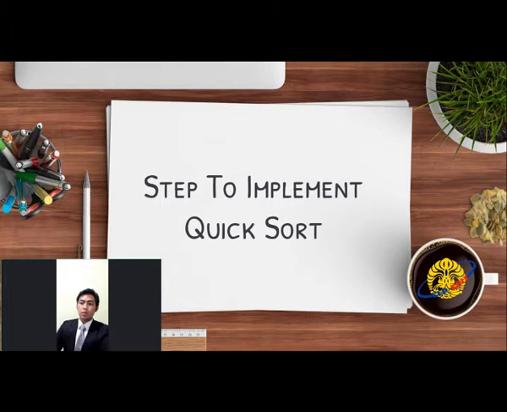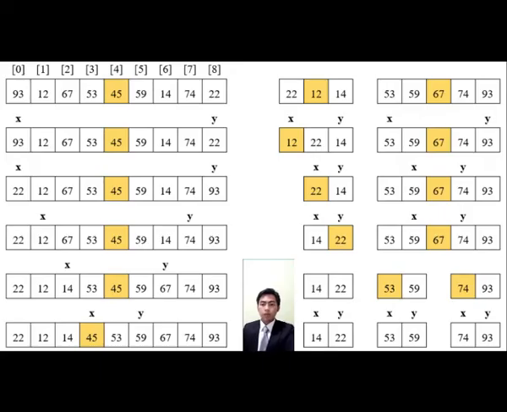Okay, now I want to explain to you the steps to implement quicksort. Now we have some data in the left picture. The data has not been sorted in the proper order. Then we will try to sort it by quicksort. First, I want to take the pivot in the median of the data. The yellow box is the pivot. After that, I take variables x and y. Variable x is on the left of the pivot and variable y is on the right of the pivot.